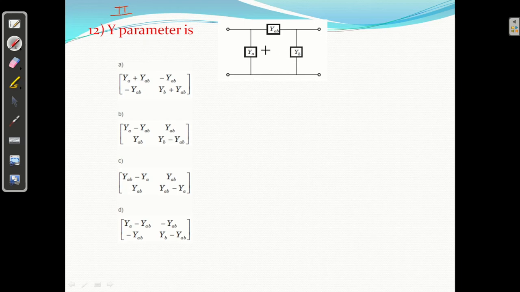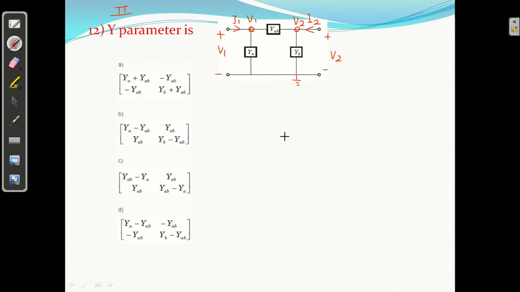So it is better to go for KCL here. So this is the current I1, this is V1, this is V2, and this is I2. Please be careful about it. Whenever you are going to write the KCL, first find the number of nodes. How many nodes are there? 2, and the other is connected to ground. So assign the voltage. Let us say V1 here, and V2 here.